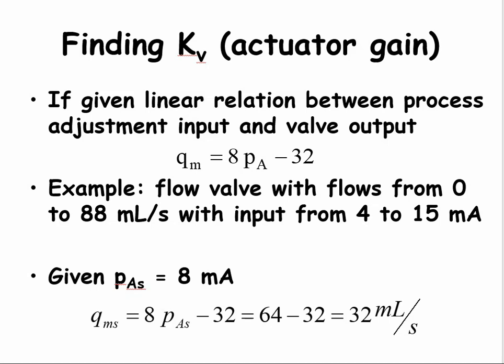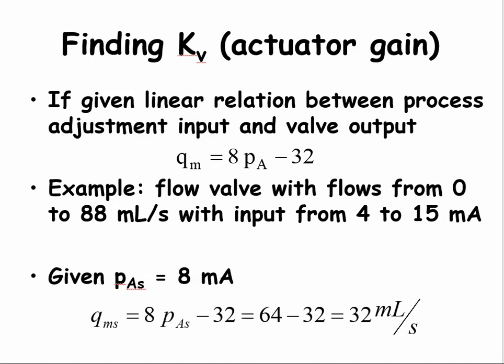For our first example, let's assume that we have a valve described by the linear equation given. The expression given is Qm equals 8 times Pa minus 32. This means that the valve flow goes from 0 to 88 milliliters per second, as the input signal goes from 4 to 15 milliamps. So if the control signal is 4 milliamps, the valve has 0 flow, and if the control signal is 15 milliamps, the flow is 88 milliliters per second.